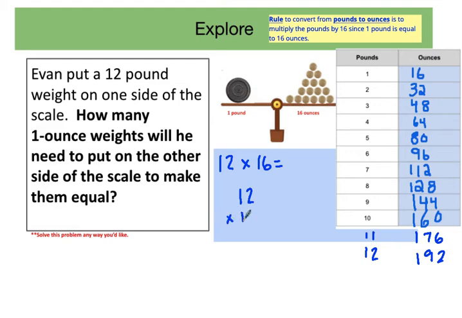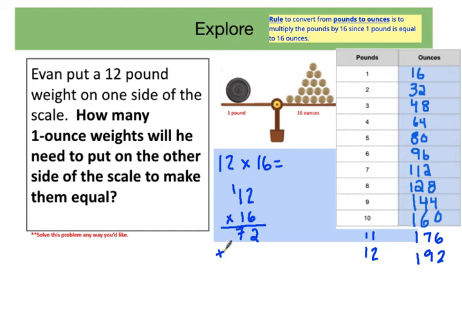So 12 times 16. 6 times 2, remember we multiply the ones first, is 12. 6 times 1 is really a 60. 6 times the 1 gives us 6, plus 1 more is 7. So it's 72, because 6 times 10 is 60, plus 1 more 10 is 70. That's why the 7 is in the tens place.